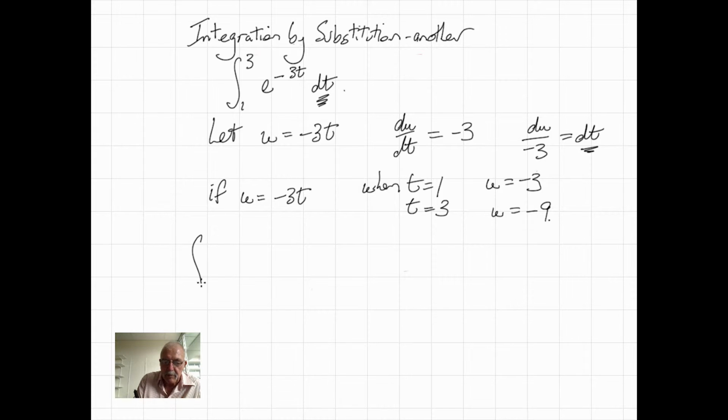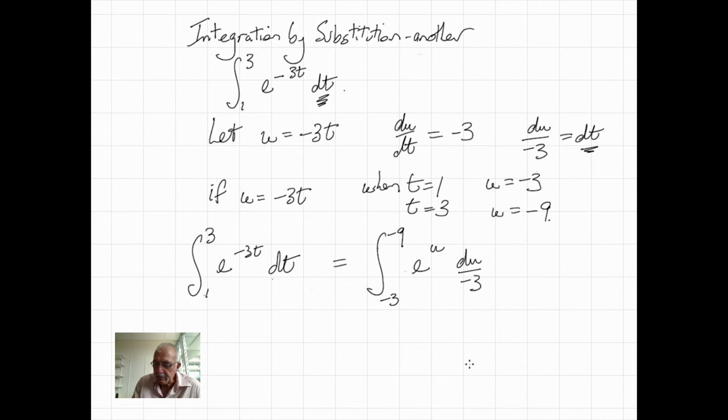So therefore the integral between 1 and 3 of e to the minus 3t dt, just writing the original question, is equal to the integral. We're going to do an integral with respect to u, so these are going to be u values, between negative 3 and negative 9. We'll do our substitution there: u equals that, so that'll be e to the u. Now instead of writing dt, we write du over negative 3.